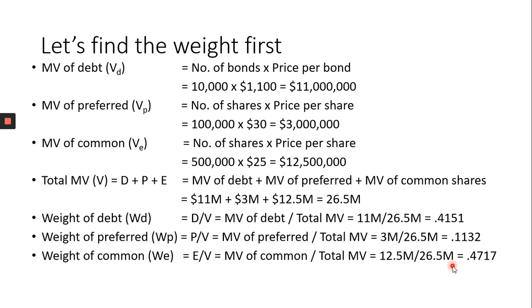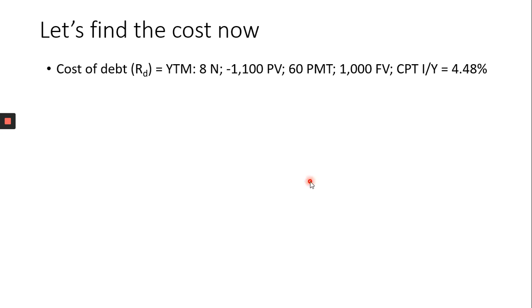Now we need to calculate the cost for each one. The cost of debt is simply the YTM. You need to calculate the I/Y. The YTM is 8%. If you plug those numbers into the calculator, you will get this number. The cost of preferred share is simply the dividend over the price. In our case, that is 3/30.